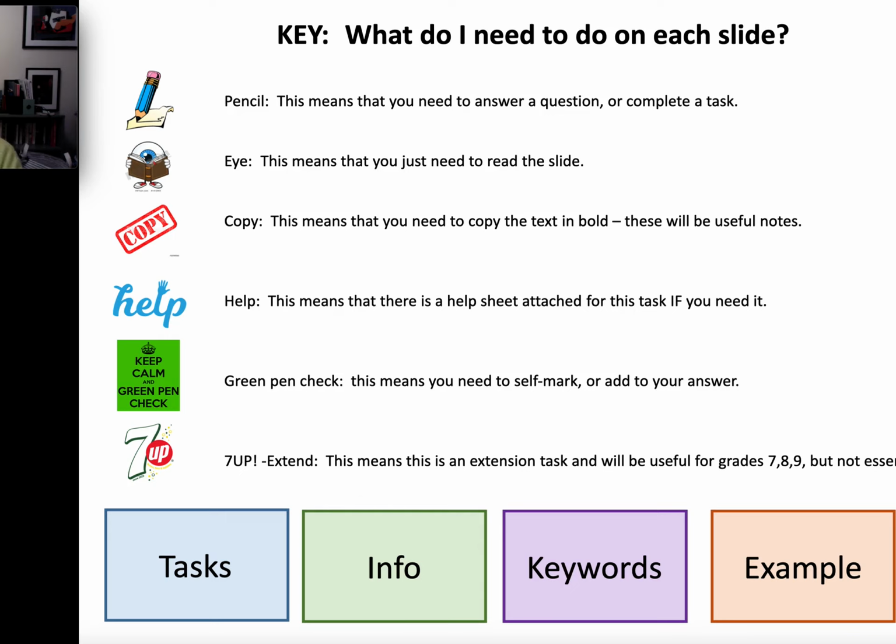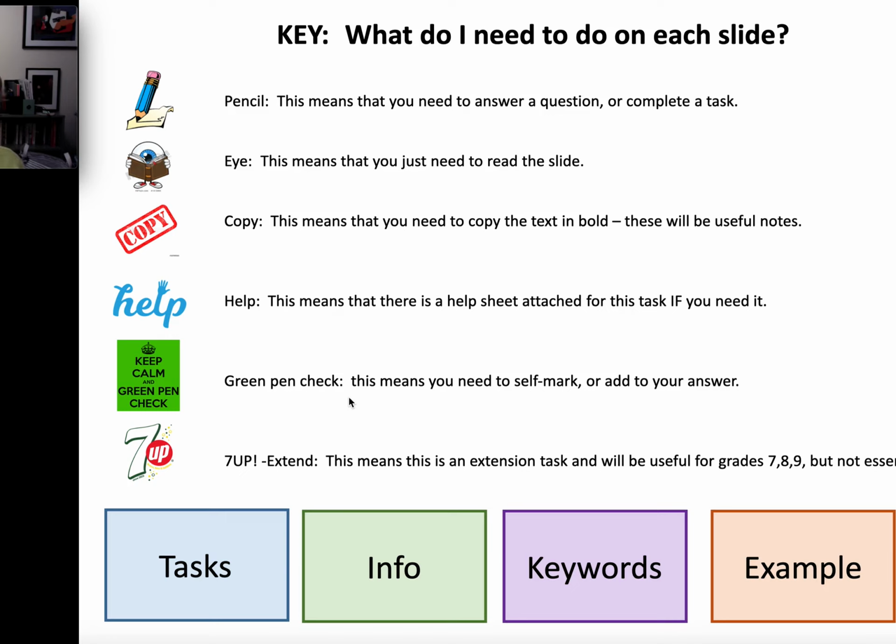Okay, so just a quick reminder before we get started of what you need to do on each slide. As you look through, the pencil means you need to answer a question or complete a task. An I means you need to read and copy it down in full. Help means that there's a help sheet attached with the lesson if you need it. Keep calm and get your green pen out and check. Green pen means you need to self-mark or add to your answer. If you don't have a green pen, just put some other coloured box around it so it's really clear when I look at your work.